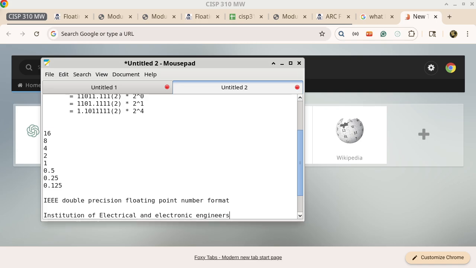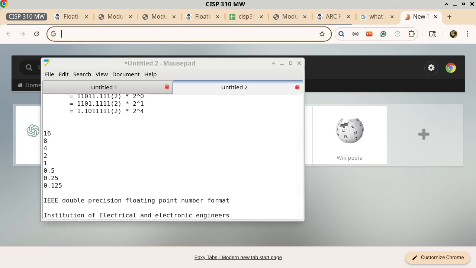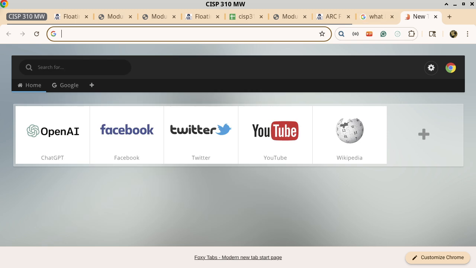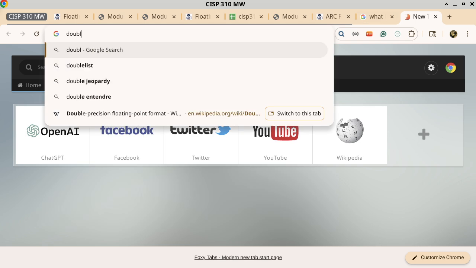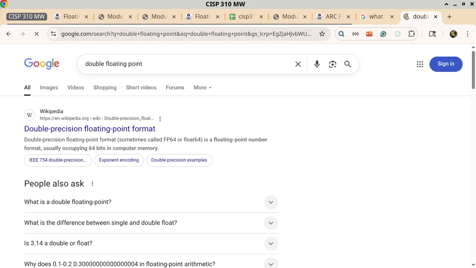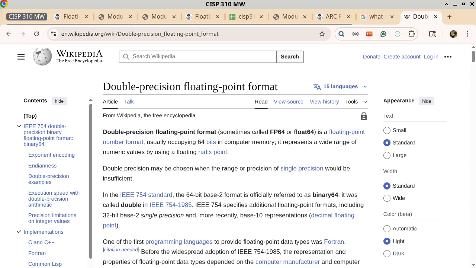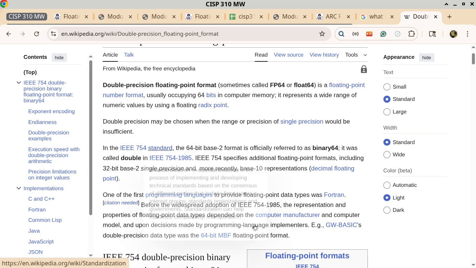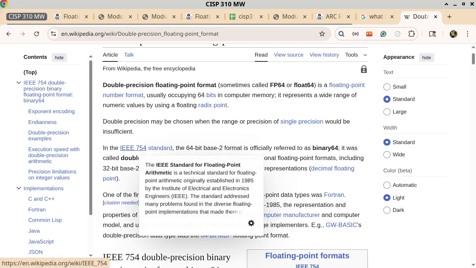The best way to look this up is to go to Google and ask what is the double, double as a type, floating point. That should be enough. There we go. Now we go to Wikipedia and it specifies this is the IEEE 754 standard, which has its own huge, gigantic document. But it does mention what IEEE is: the Institute of Electrical and Electronics Engineers.